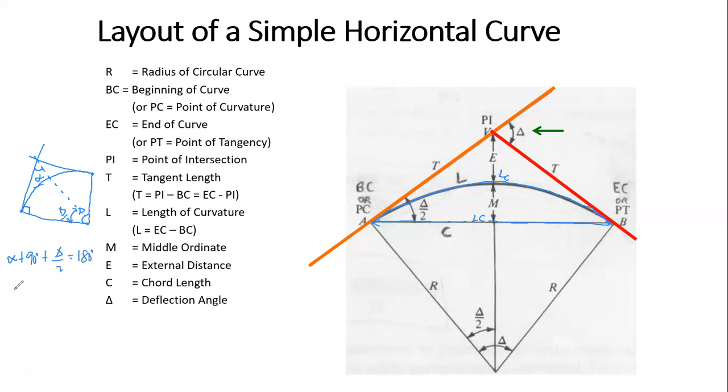So isolate natin si alpha. This will give us 180 minus 90 minus delta over 2. So simplify, this will give us this expression, no? So of course, this alpha here is the same as the alpha here. Okay. So if we try to add this 2, this will give us 2 alpha.